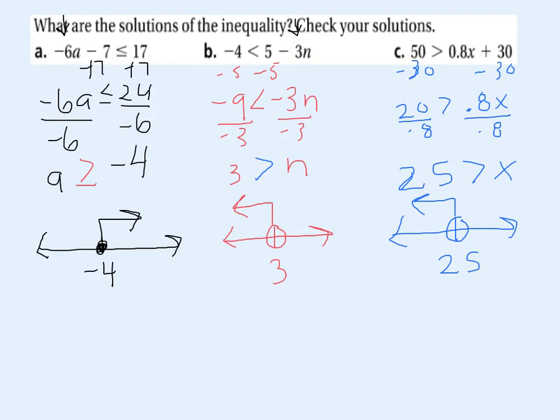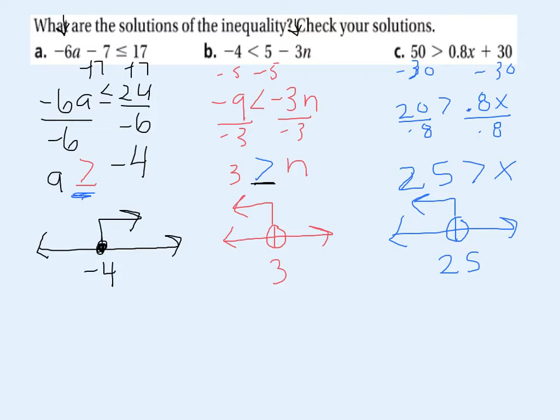So your three answers here should be the first one, a is greater than or equal to -4. As you can see, I had to flip my sign here because I divided by a -6. And it should be a closed circle pointing to the right. For B, I have 3 is greater than n. Again, I flipped the sign because I divided by a -3. Open circle pointing to the left.